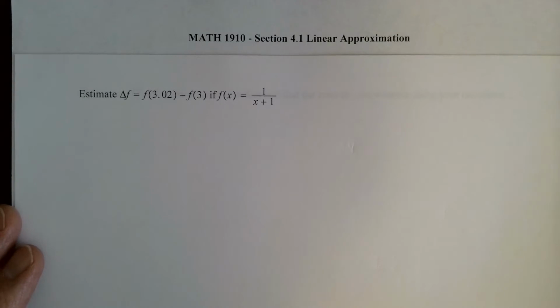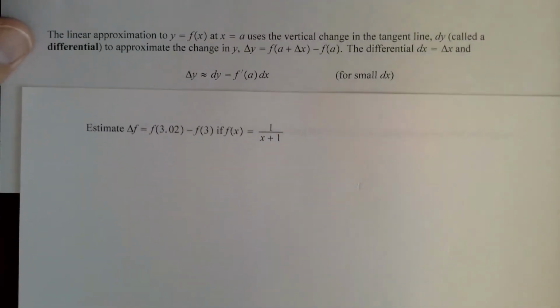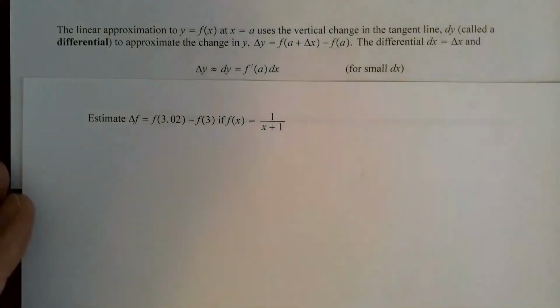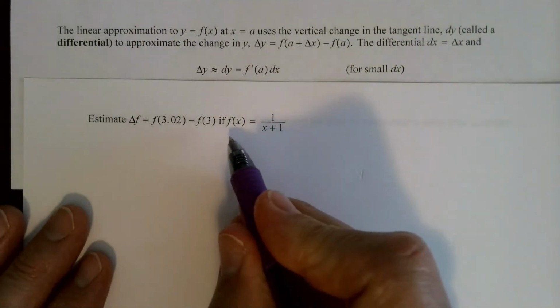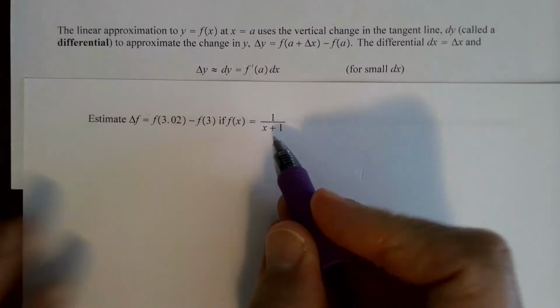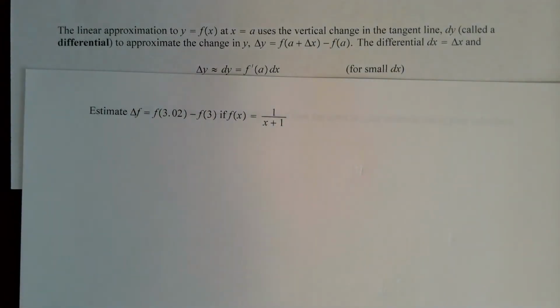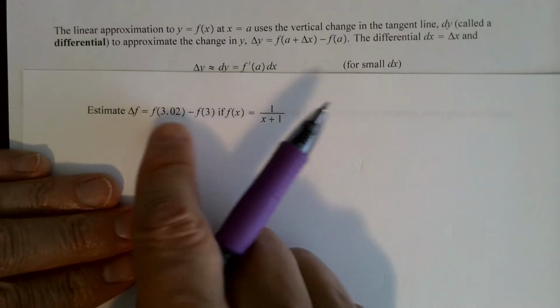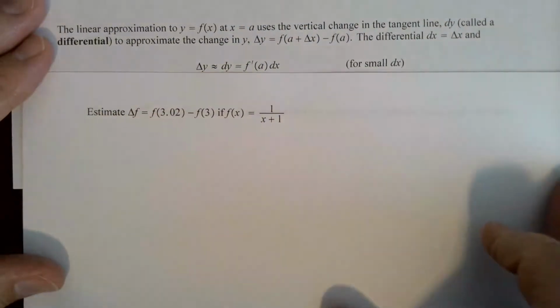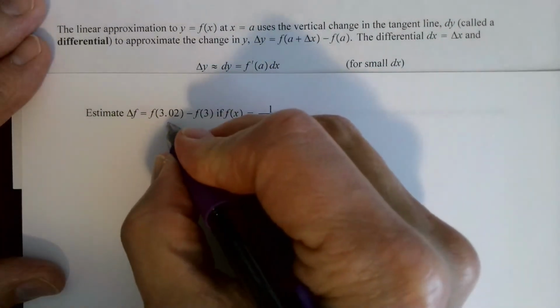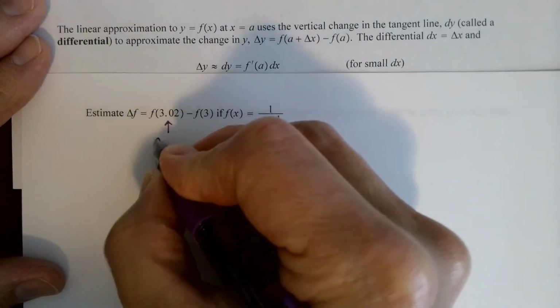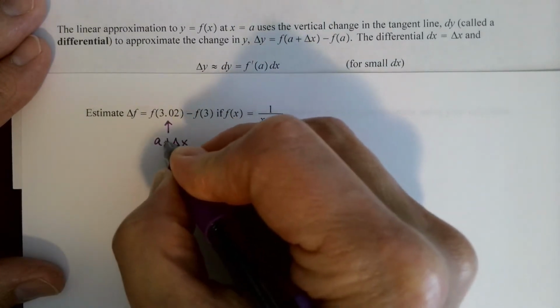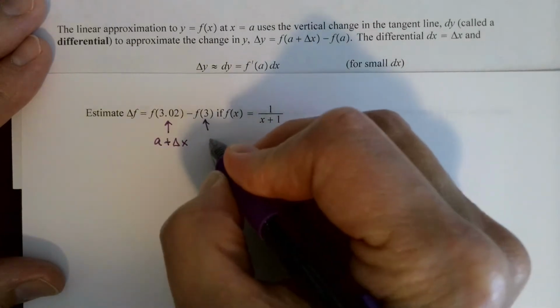So here's some typical types of problems. Let's estimate this quantity for the function f of x equals 1 divided by x plus 1. We're going to estimate the change in f as x varies from 3 to 3.02. So back in this picture, the 3.02 is the a plus my delta x, and the f of 3 is the a.